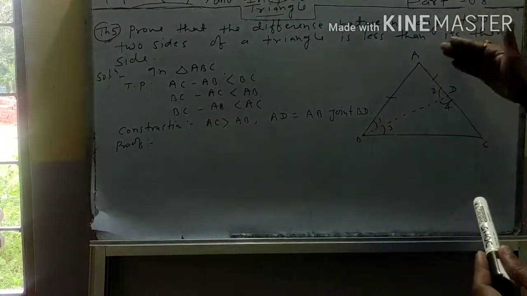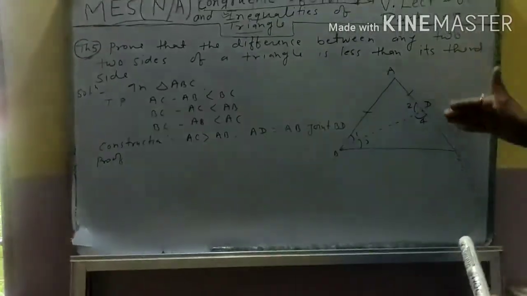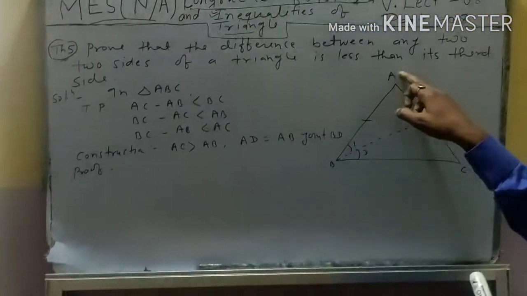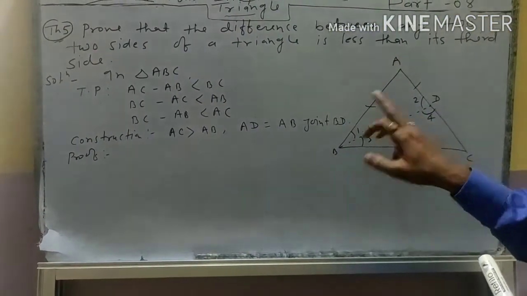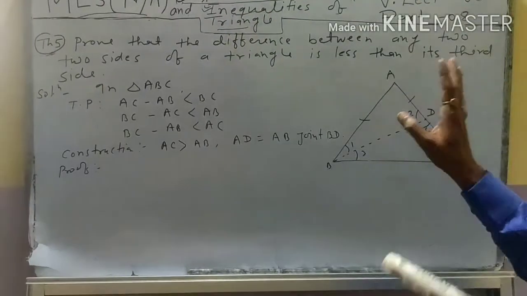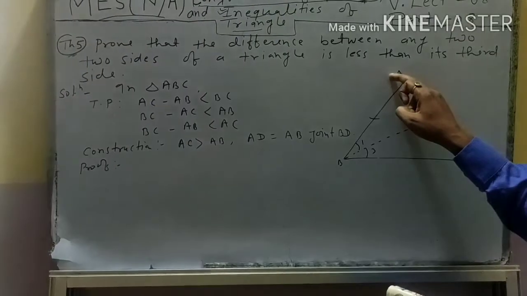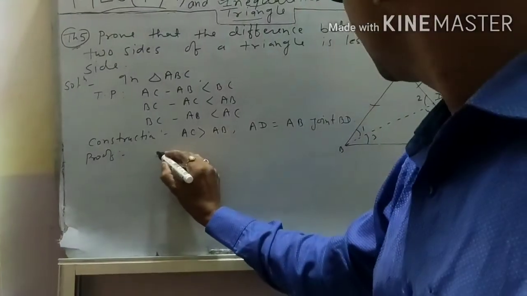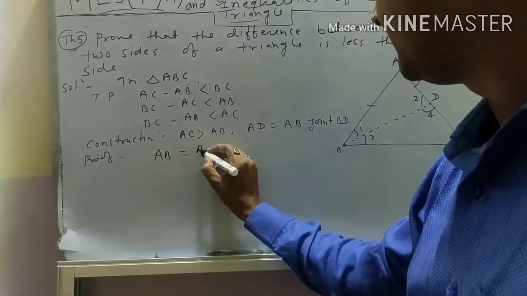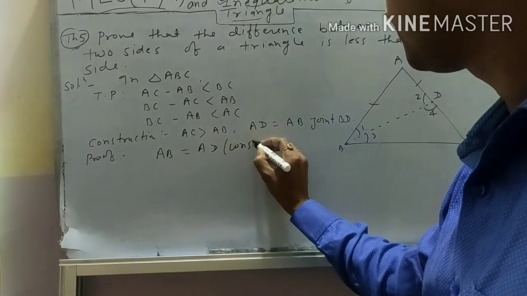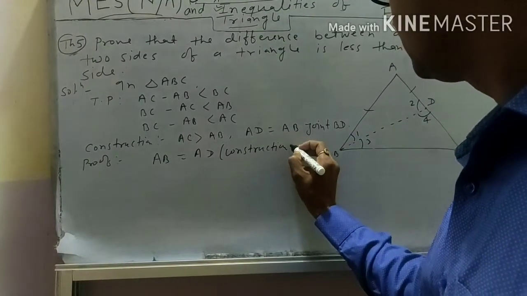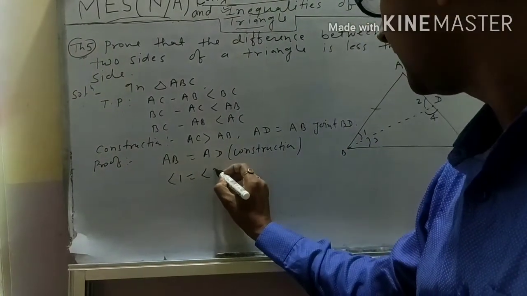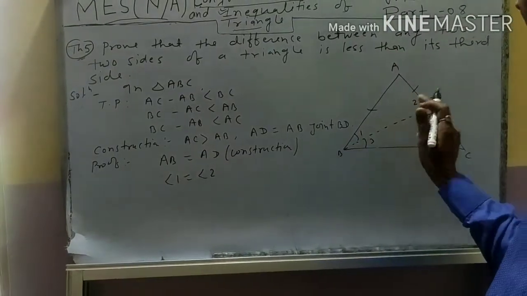By construction, here student, AC is greater than AB and AD is equal to AB. In the figure we cannot say AB is equal to AD, but by construction you can consider AD is equal to AB, and join BD. So here, student, AB is equal to AD by construction. So angle 1 is equal to angle 2.